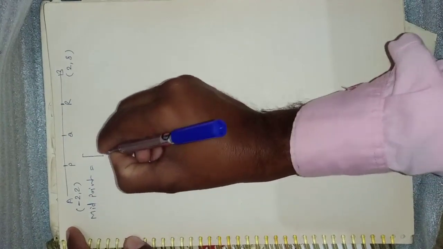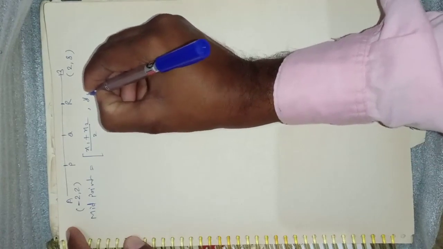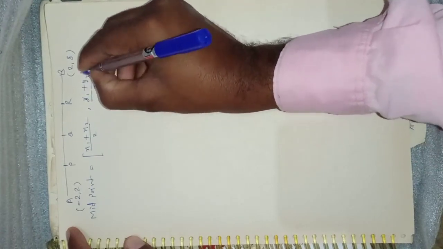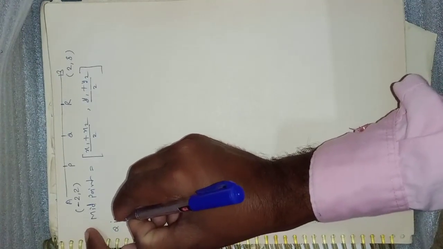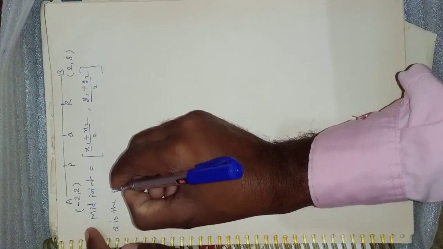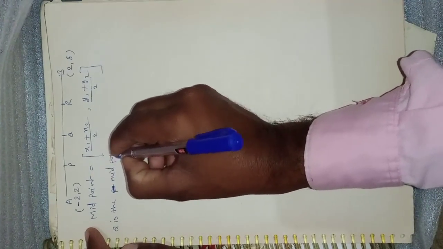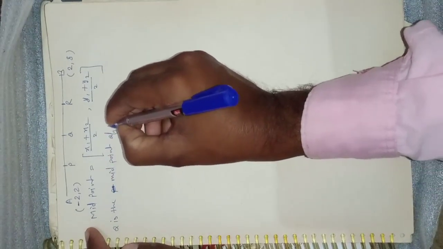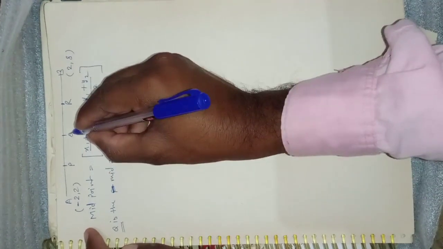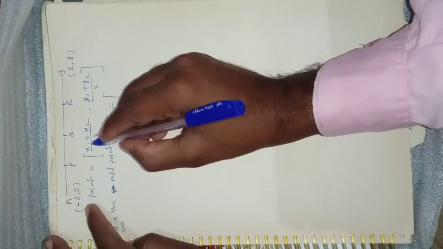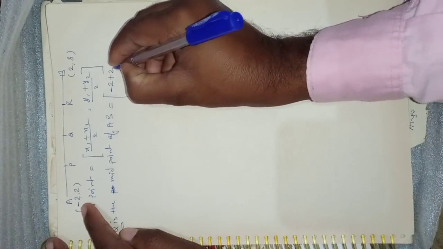Midpoint formula: (x1 plus x2) upon 2 comma (y1 plus y2) upon 2. First, write here Q is the midpoint of AB. So x1 value is minus 2, x2 value is 2. Minus 2 plus 2 upon 2.